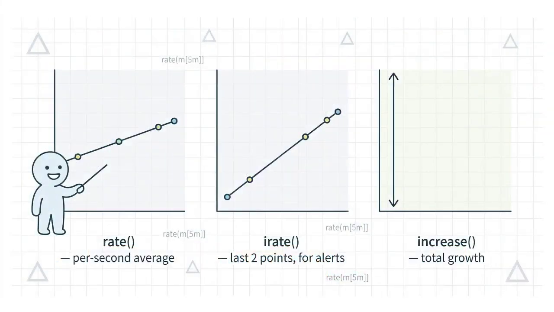That's why Prometheus gives you three counter functions. Rate smooths the entire window into a per second average slope, your go-to for steady trends. Irate draws a steep tangent using only the last 2 points, volatile but perfect for fast alerts. Increase returns the total absolute climb over the window, growth in plain units, not per second.